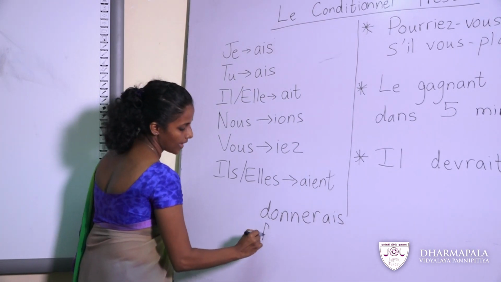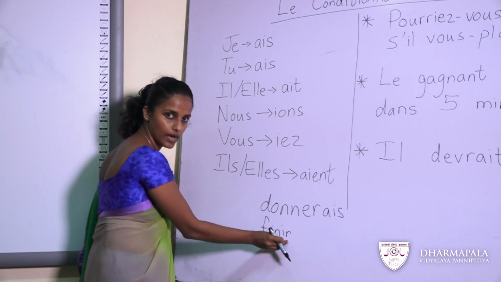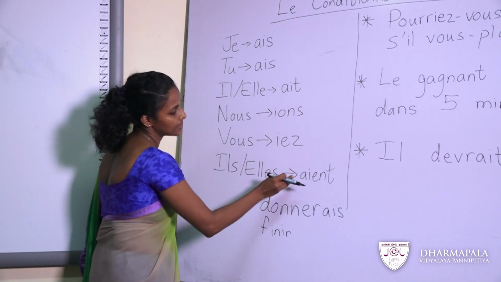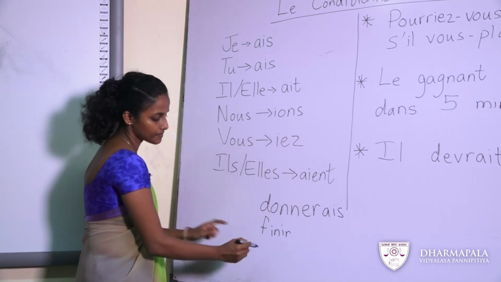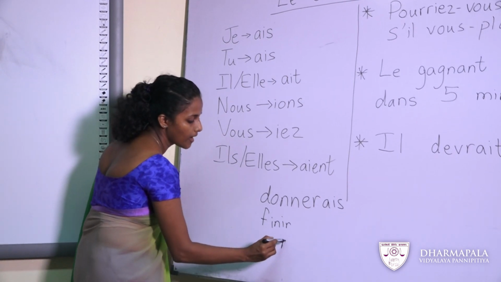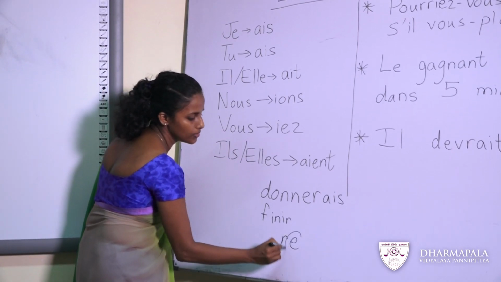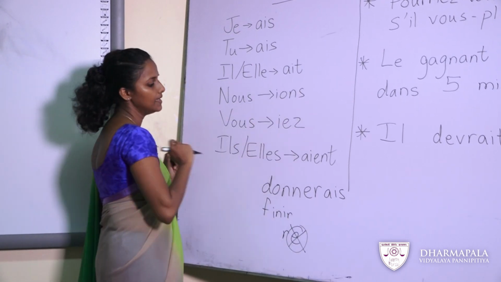And for IR verbs, finir also, you have to write the full verb, then you can add the correct endings at the end. And for regular RE verbs, you have to write up to the R, and you have to omit the E. You have to cut off this E, then you can add the endings.